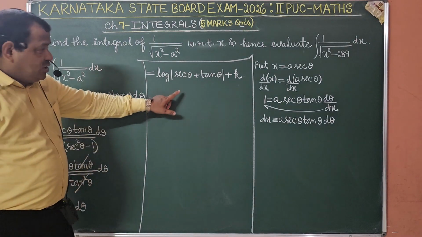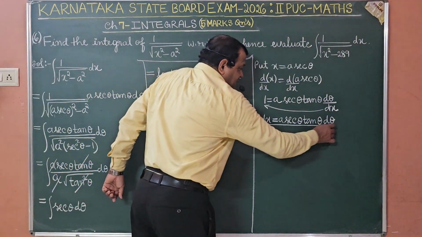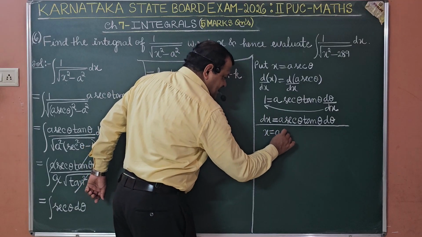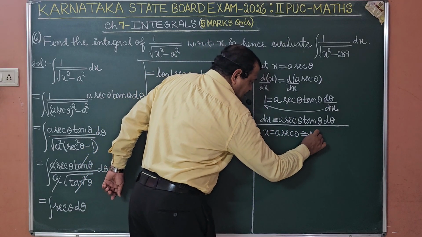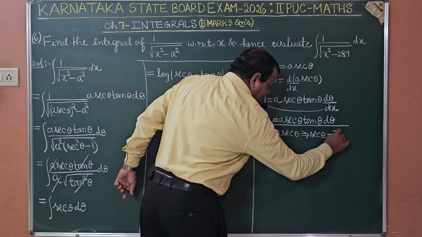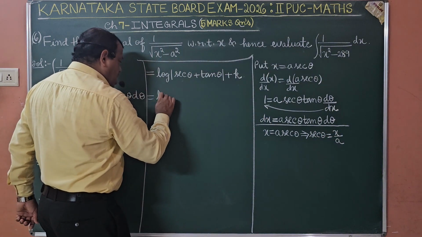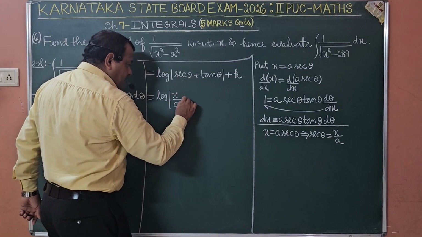Now let us substitute for secant theta and tan theta. So come back to the rough work side. Say we have x equal to a secant theta. Therefore, from this equation, will you get secant theta is x by a? This I will put here. Log of secant theta, which is x by a, plus.